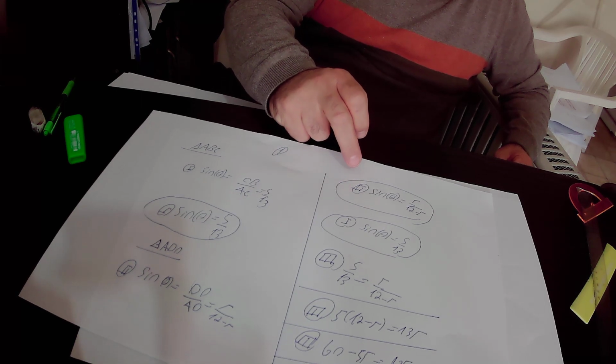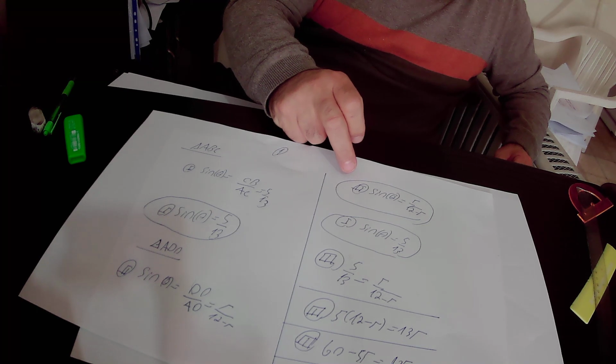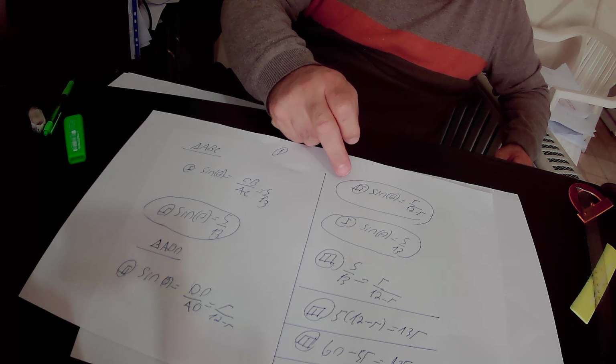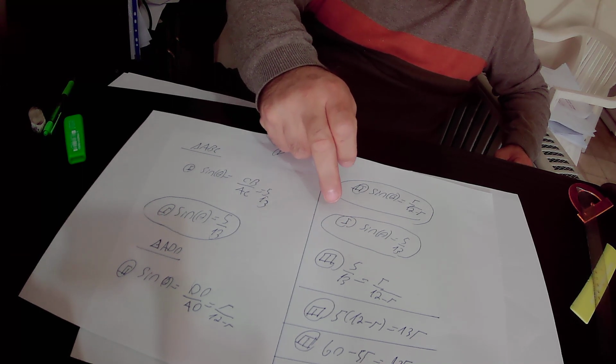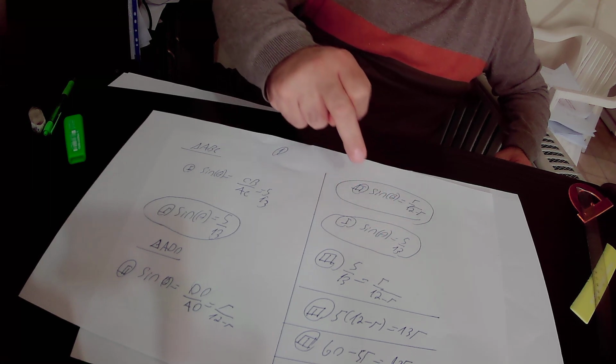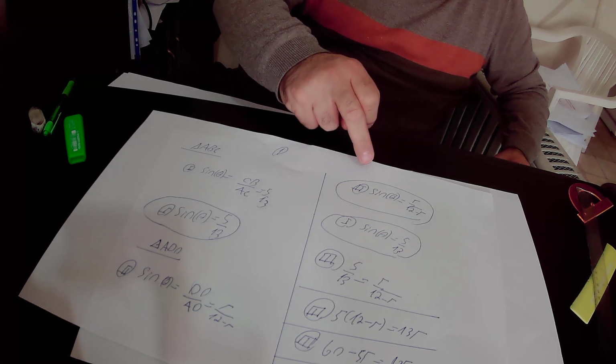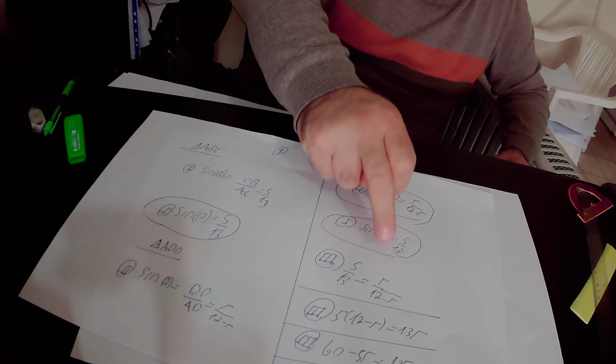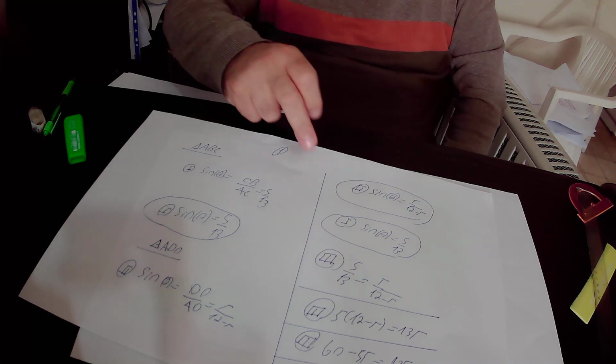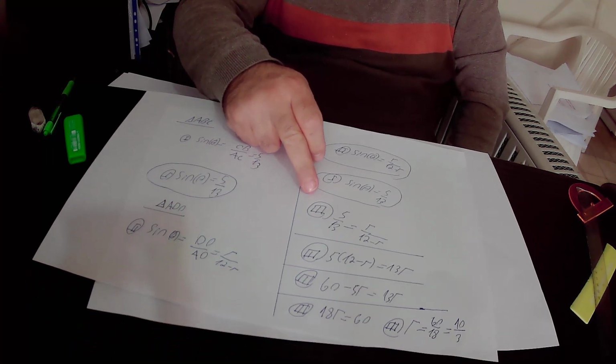But we know that sine theta according to equation number 1 must be equal to sine theta according to equation number 2. That is to say, we created equation number 3 that states that sine theta according to equation number 1, that is 5 over 13, must be equal to sine theta according to equation number 2, that is R over 12 minus R. Okay, this is equation number 3.